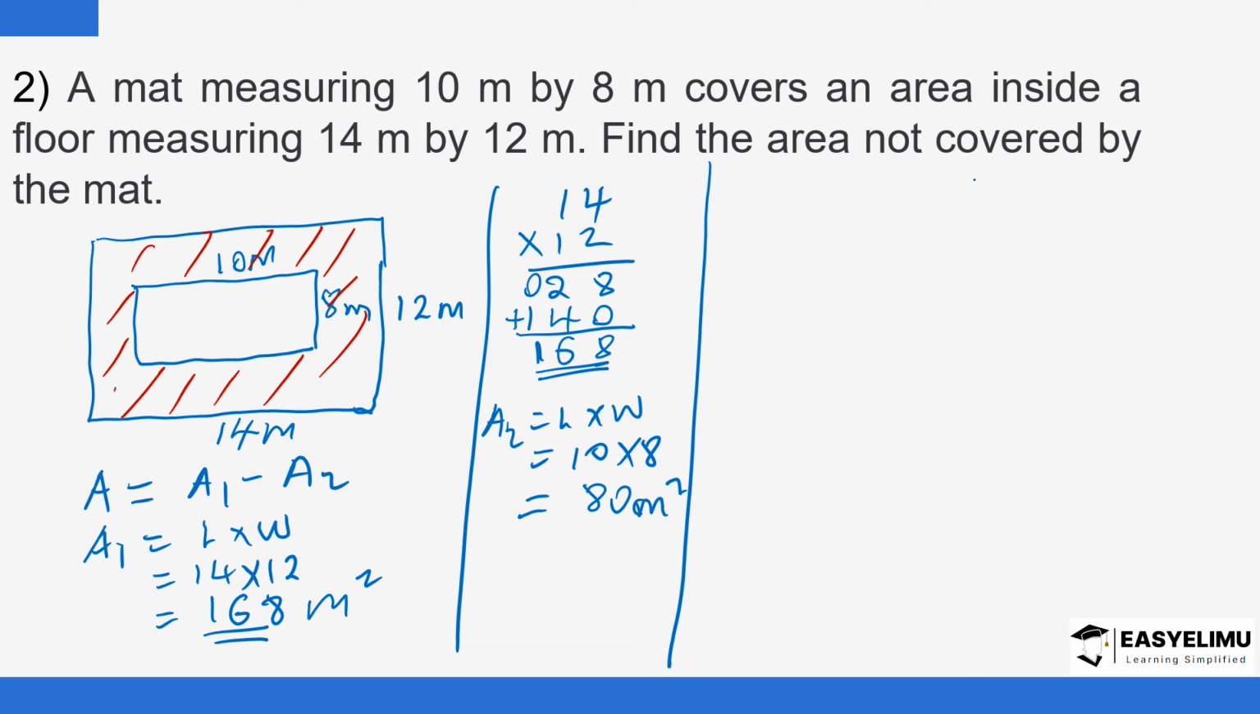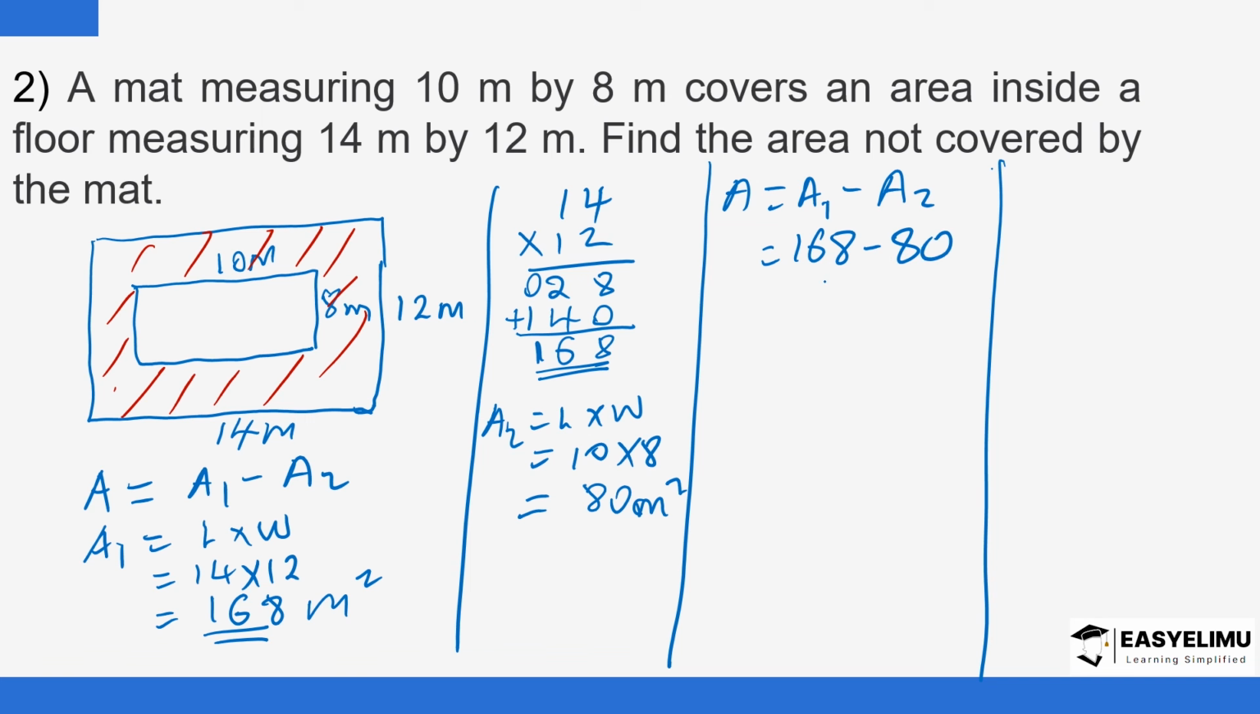So you have A being A1 minus A2. A1 is 168 and A2 is 80. Again, you can arrange them vertically. So we have 168 minus 80. So it is subtraction here. 8 minus 0 is 8.